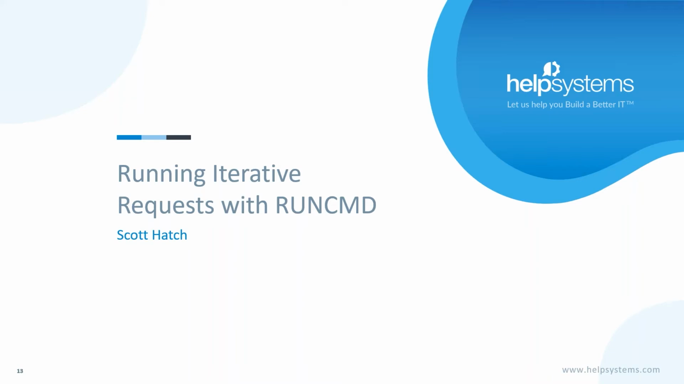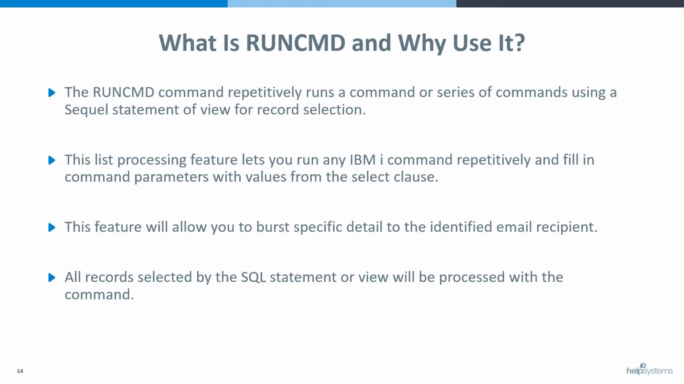Today I would like to tell you about the run command. The run command repetitively runs a command or series of commands using a SQL statement or a view for record selection. This list processing feature lets you run any IBM i command repetitively and fill in command parameters with values from the select clause. This feature will allow you to burst specific data to the identified mail recipient. All records selected by the SQL statement or view will be processed with the command.